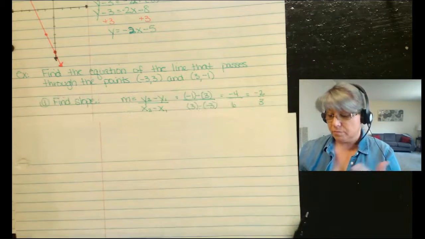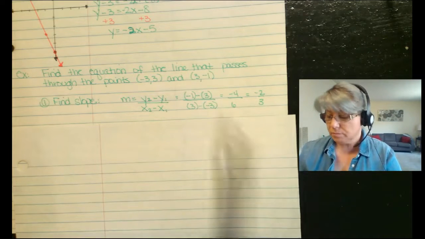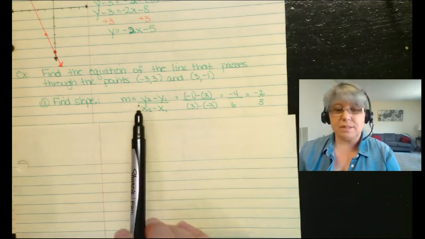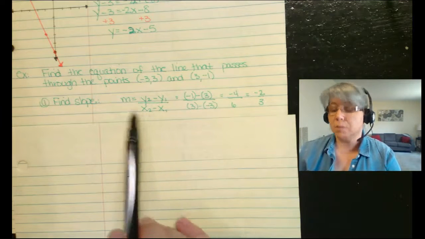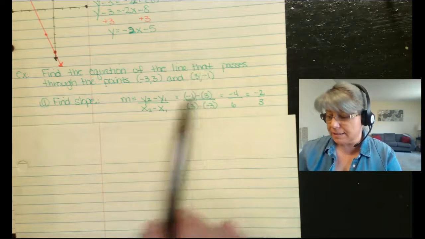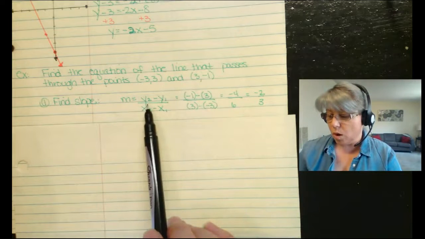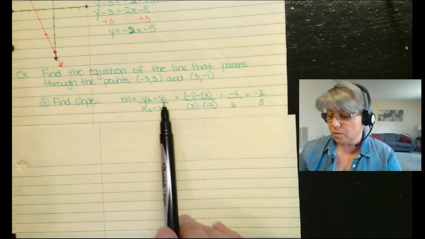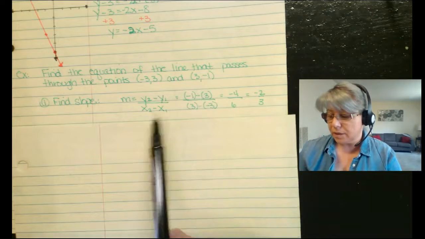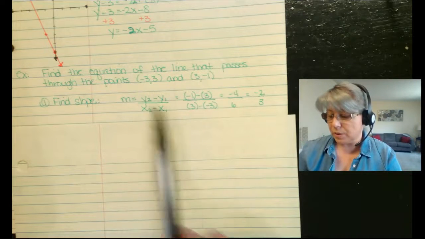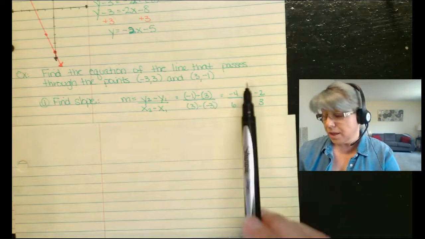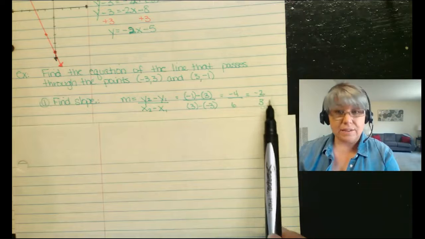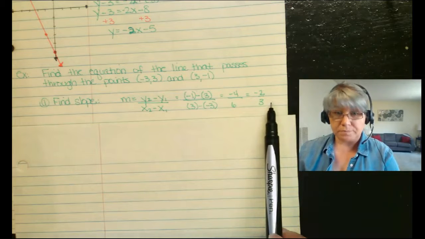Well, first thing is I have to find the slope. So using m equals y2 minus y1 all over x2 minus x1, I'm going to plug in both of my points. y2 is -1, y1 is 3. x2 is 3, x1 is -3. By plugging that into our slope formula, I can then solve and get -2/3 for my slope.